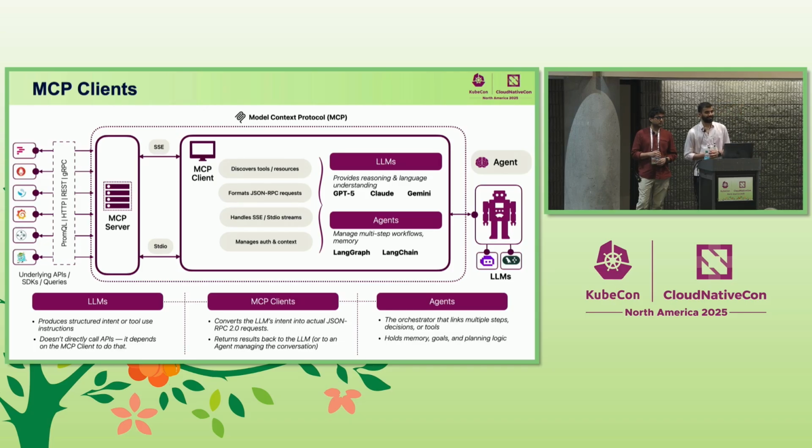Together, servers and clients make up the connective tissue between observability tools and LLM reasoning, a clean, efficient bridge. So while the server standardizes capability, the client standardizes execution, enabling agents that are smart, safe, and a little more cost efficient.